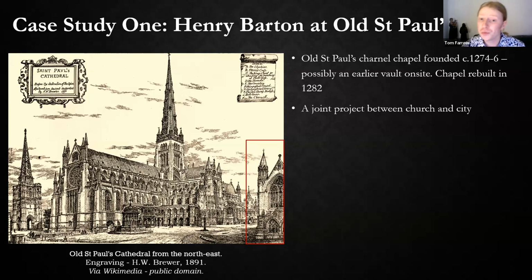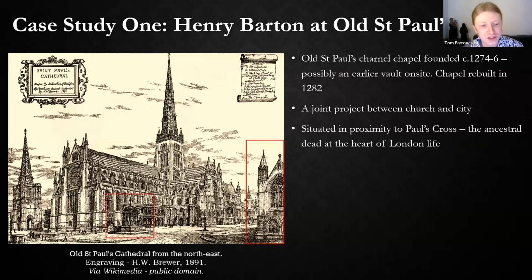The 1282 reconstruction was undertaken as a joint project between the church and the city. So the local merchants and the City of London wanted to raise some shops against the churchyard walls. The Dean and Chapter said, yes, you can do that if you help us out of it. And it was agreed that the city would donate 10 marks toward the chapel's construction, and then a further 5 marks per year thereafter for its maintenance.